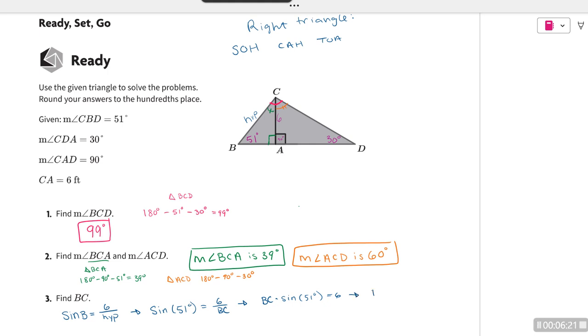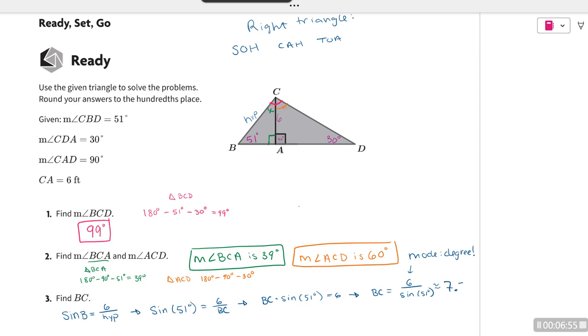So I'm left with BC equals 6 divided by sine of 51 degrees. Make sure we're in degree mode. That's really, really essential when we're doing these calculations. And then this is just something we can pop right into our calculator. So if we put this in our calculator, 6 over sine of 51, it says round to the hundredths place.